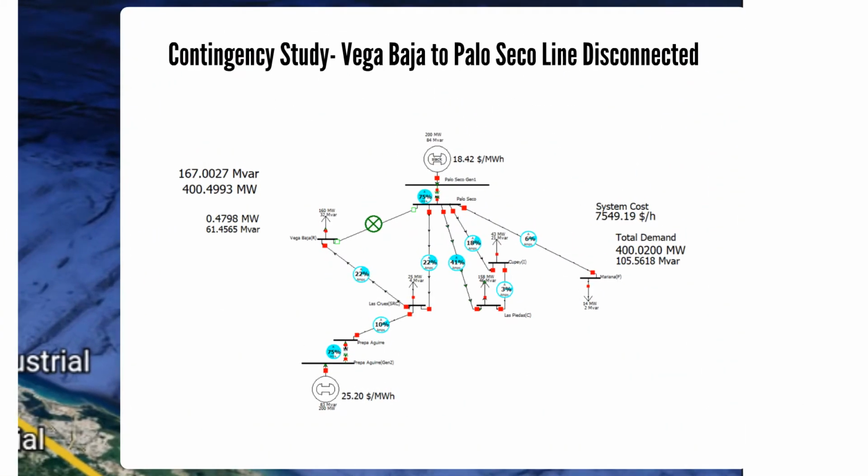A contingency study was done on the network using the transmission line between the Vega Baja and the Palo Seco busbars, where the line was opened. In comparison to the original network, it can be seen that the system remained efficient, with both transformers remaining at 75% respectively.